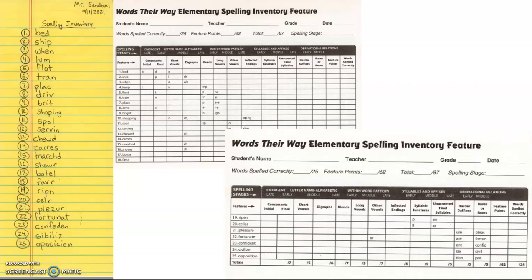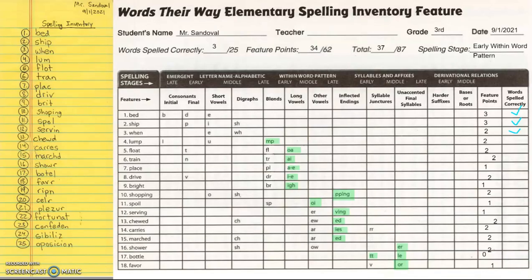Let's grade one together. If you look at the first 3 words, we can see that the student got the words correct. There is no need to mark up the spelling inventory feature worksheet. When we go to word 4, lump, we can see that the student did not add the P to lump. In the spelling inventory feature worksheet, I will mark or highlight the MP feature as this was an error.